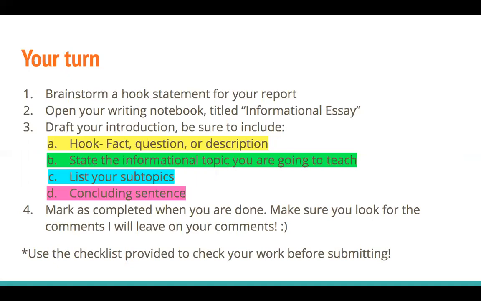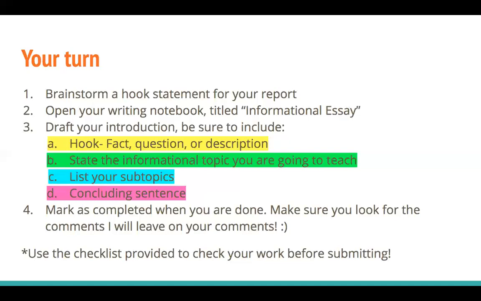And that's about it for today. If you have any questions, let me know. If you need any help coming up with a hook, if you're still having trouble picking subtopics, or if you need further instructions, let me know, and I'm here to help. I'll get back to you with comments as soon as I can when I see your work. So yeah, that's pretty much it.